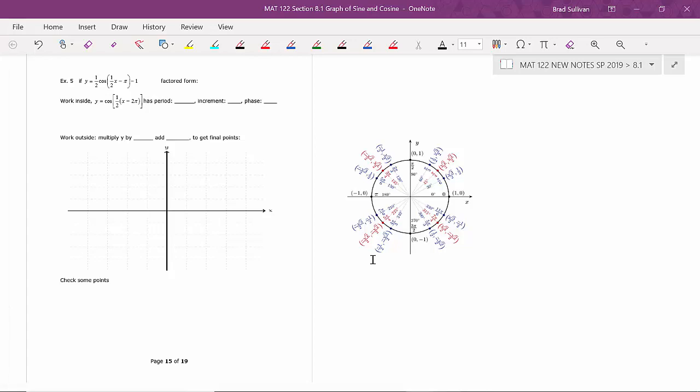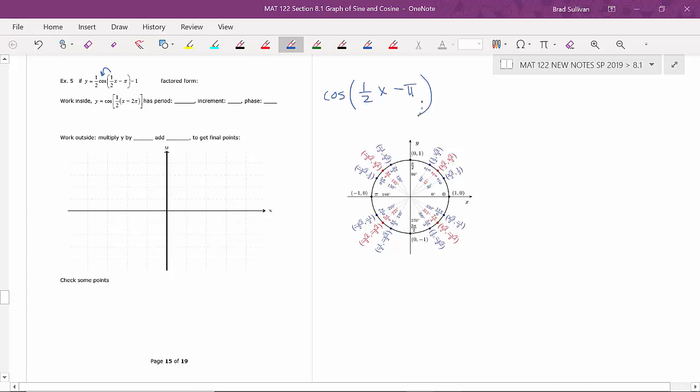So what I'm going to do on this one, first of all, is we're going to put this in a factored form. So you want to pull that 1/2 out. I'm just going to focus on this part right here over at the side. You can learn to do this in your head. Whatever's in front of x has to be factored out. So you would end up having cosine bracket 1/2 x minus, and what goes here is pi divided by that.